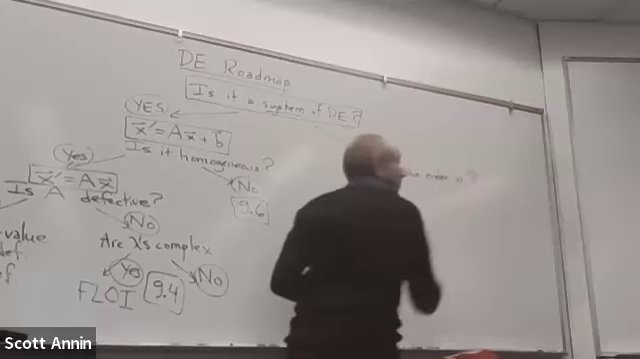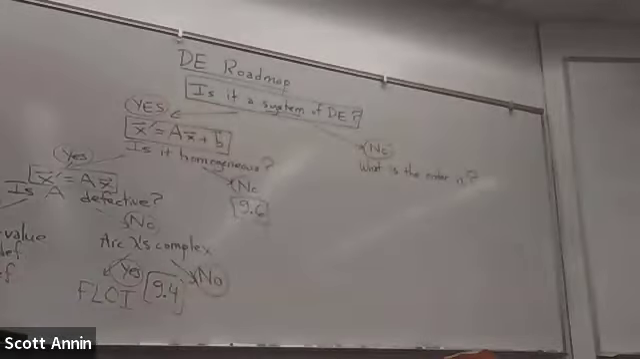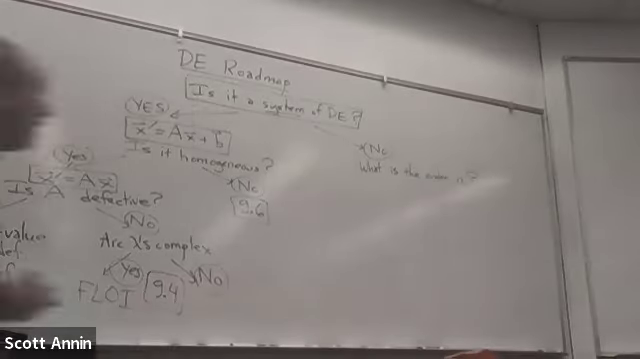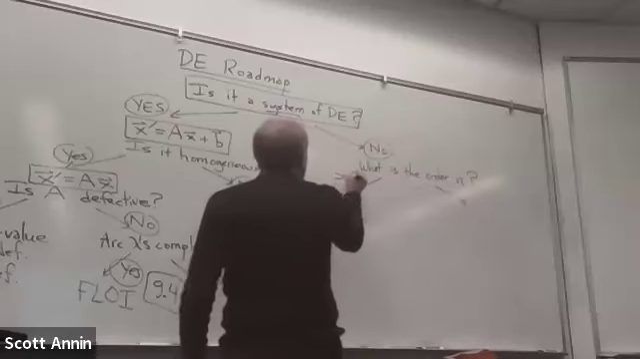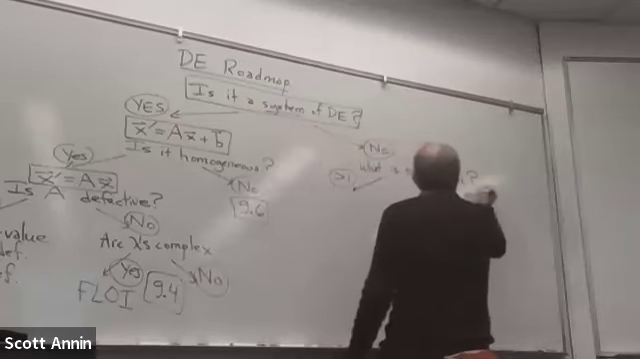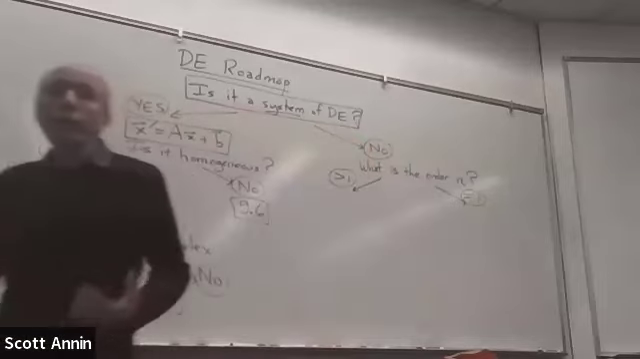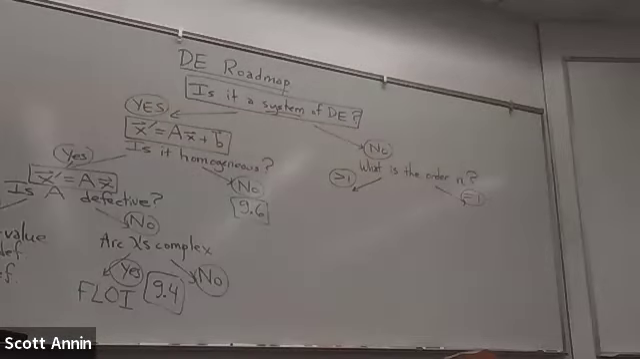That's the n value that we usually talk about. The n is the order of the differential equation. And that order could be more than one, or it could be equal to one. Either one of those would be possible.